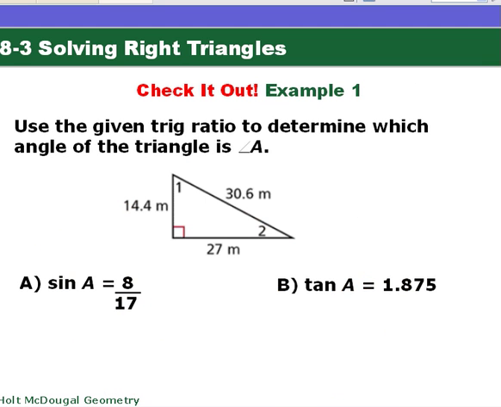Okay, here's one for you to try. Use the given trig ratio to tell which of the angles is A. The sine of A is 8/17. So you're going to figure out which angle A is based on this ratio. And then this is a second problem, if the tangent of A is 1.875. So they're two different problems. They may or may not be the same angle.